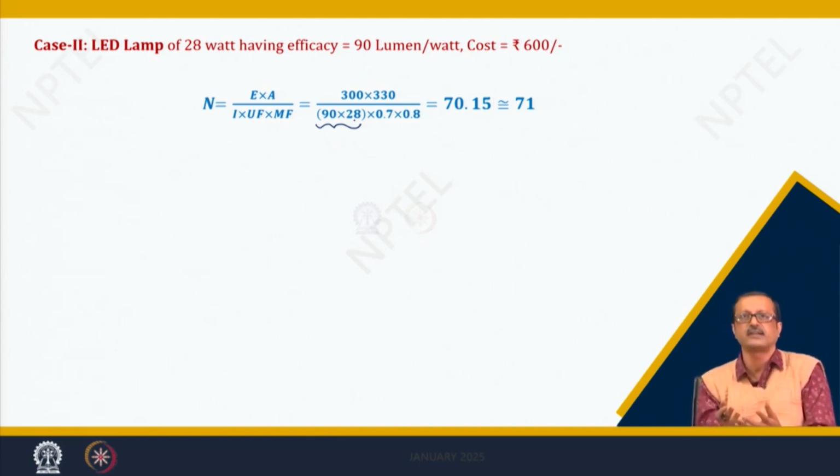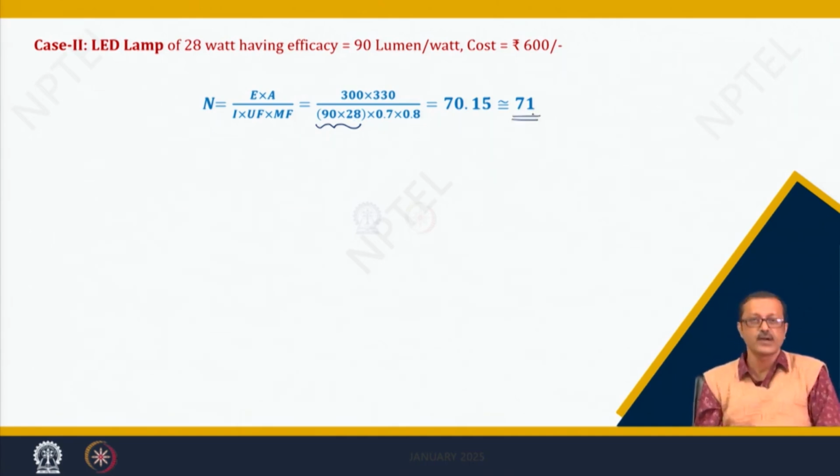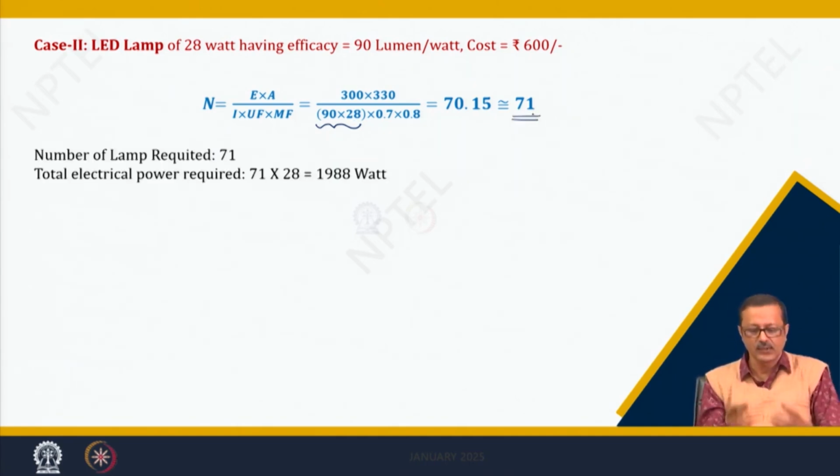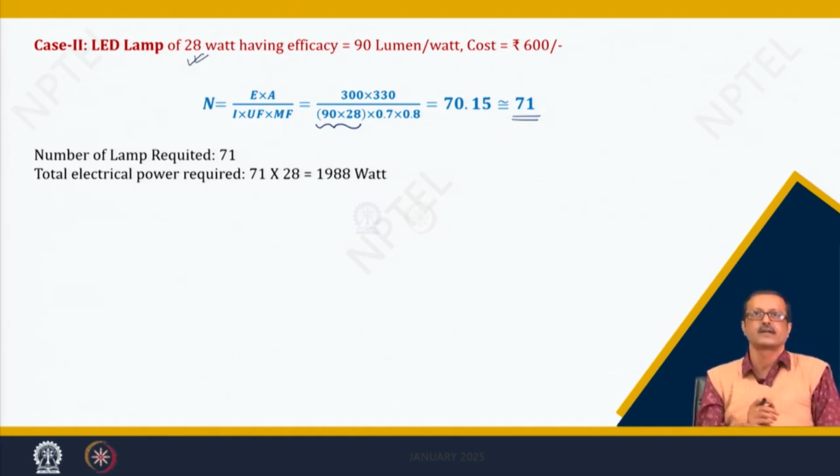Utilization factor and the maintenance factor remain the same. The illumination level of 300 lux remains the same, and the area of 330 also remains the same. So, I got 71 such LED lamps required, and these 71 will require 71 into 28. Why 28? Each LED lamp has a rating of 28 watt.